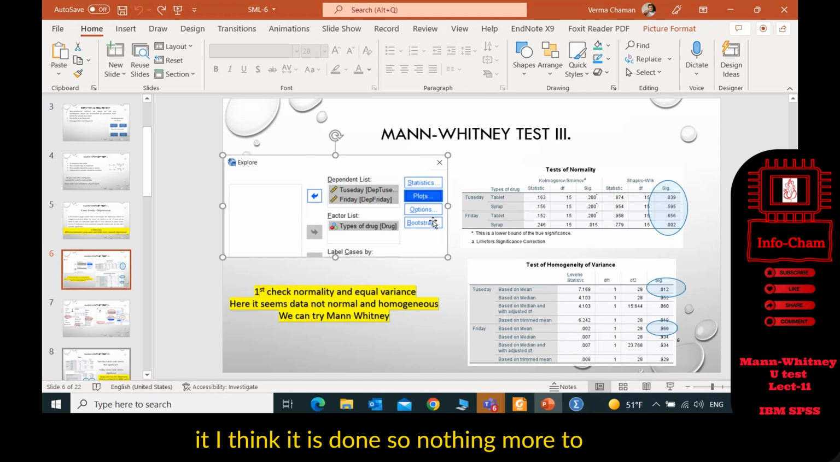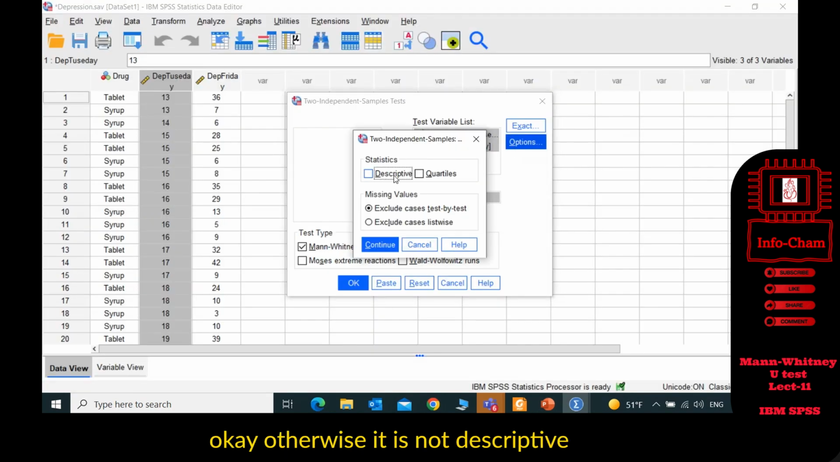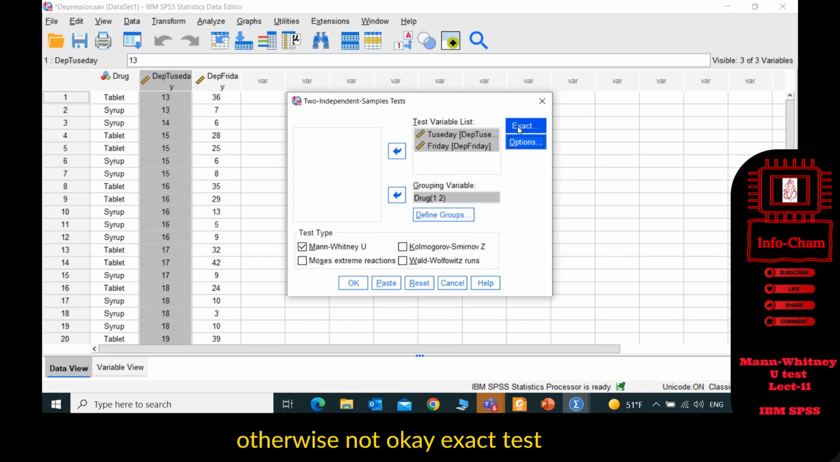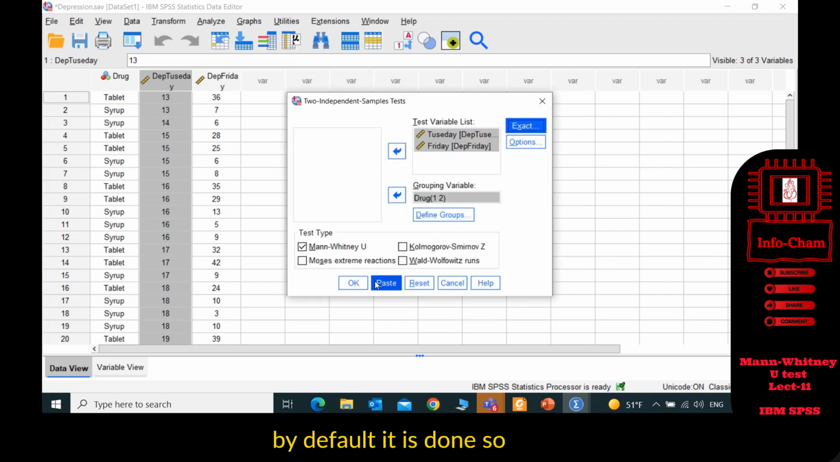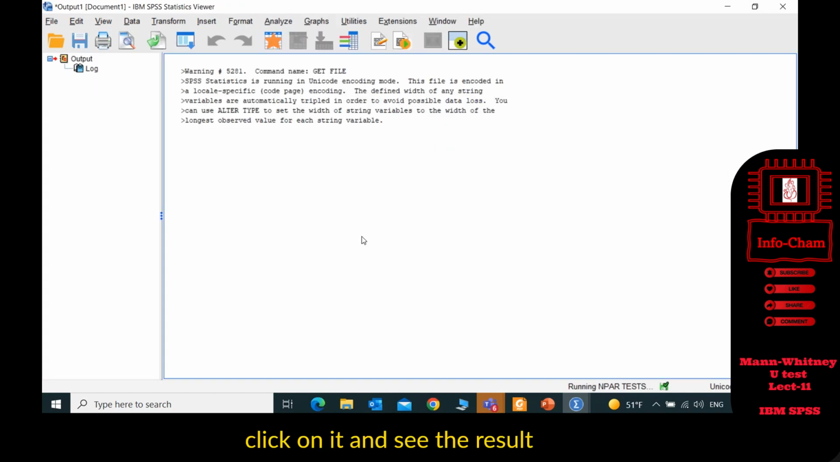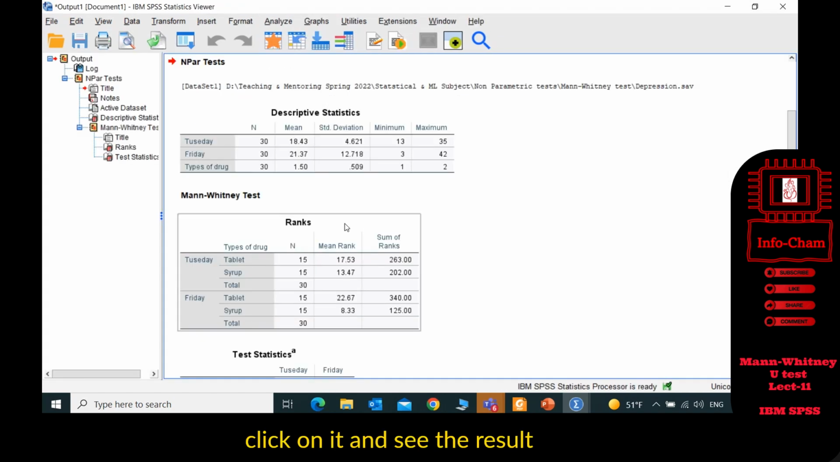I think it is done. So nothing more to do. And if you want to do plots, it is okay. Otherwise, it is not descriptive statistics. If you want to see it, it is okay. If you have a missing value, you can use it, or otherwise not. Okay, exact test. We have some other methods, but it is not by default. It is done. So click on it and see the result.